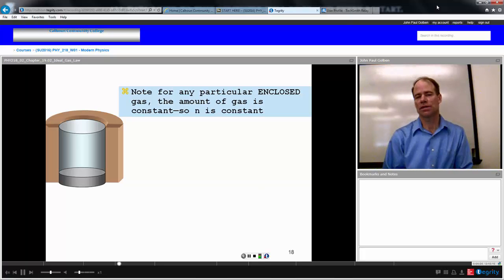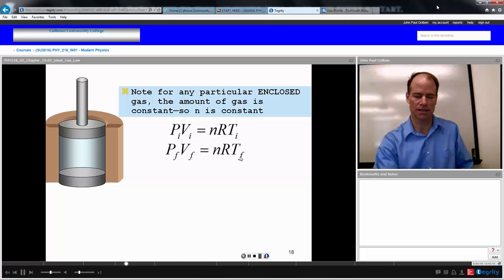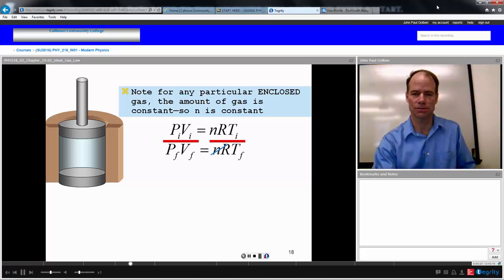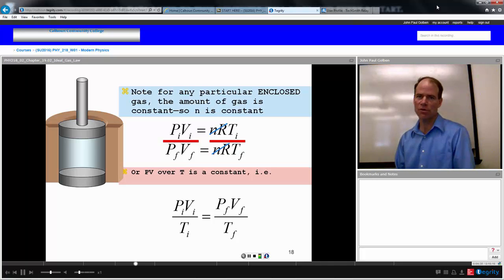Note that if we had any particular enclosed gas, the amount of gas would be constant, so the number of moles would be constant. And hence, under this special condition, our initial pressure and initial volume would be nRT initial, and our final pressure and final volume would be nRT final. So we could divide these two, get rid of the number of moles and our gas constant, and we would have this nice expression. Our initial pressure times our initial volume over our initial temperature is a constant, equal to our final pressure times final volume over the final temperature.